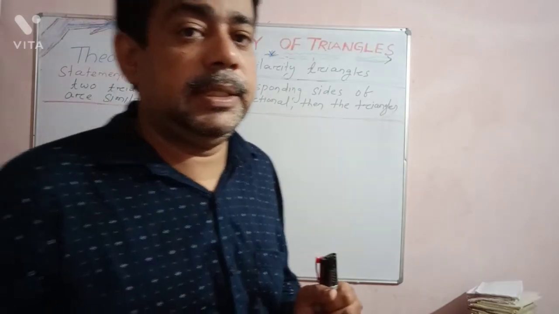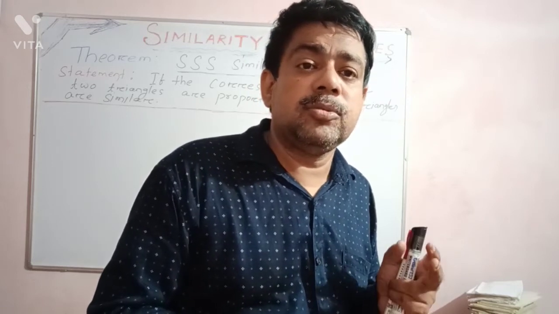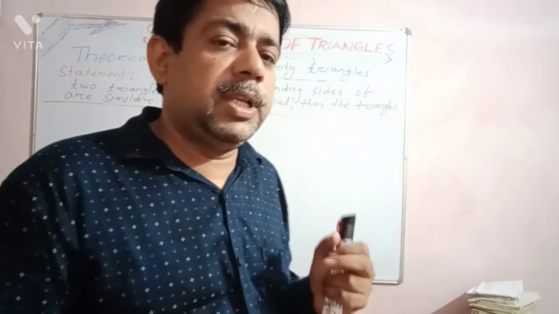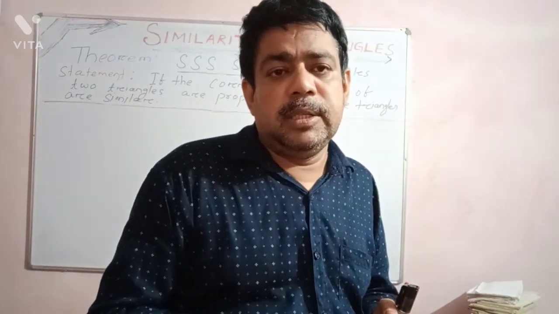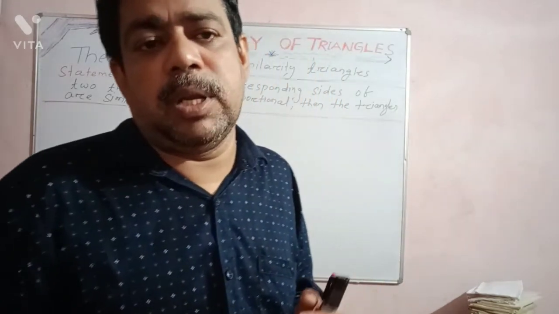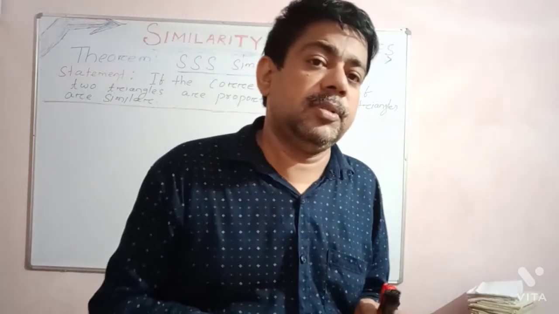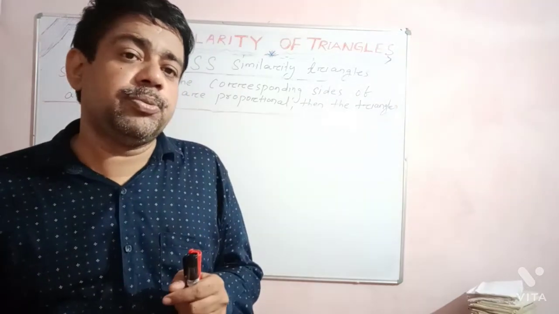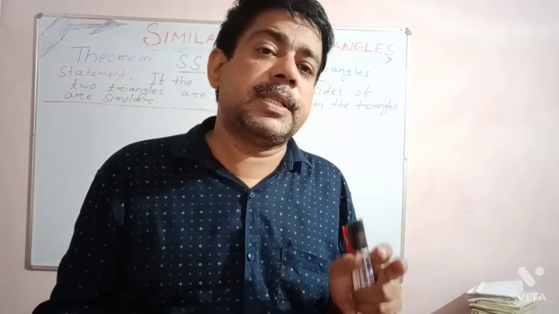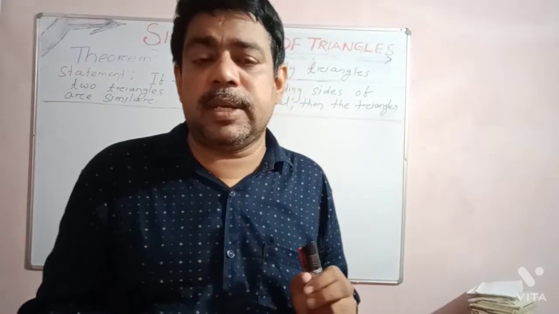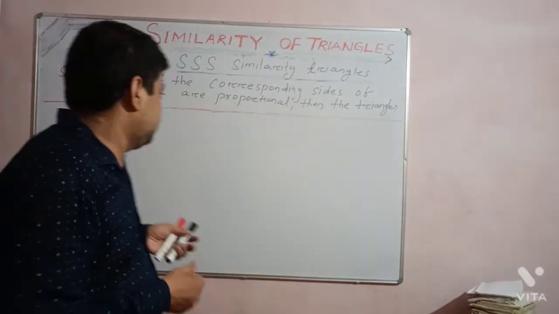And we know already, if two triangles are similar, then the ratio of their corresponding sides is always equal. But here it is given that the ratio of the corresponding sides are equal, or the sides are proportional, and we have to prove that the two triangles are similar. So what to prove? Two triangles are similar. What is the given condition? Their corresponding sides are proportional. Understand or not? Let's see the diagram first of all.